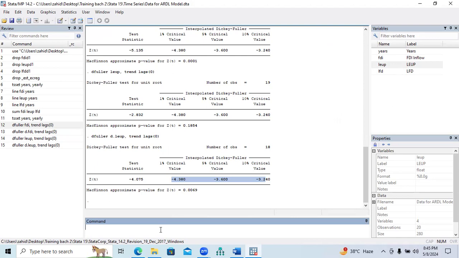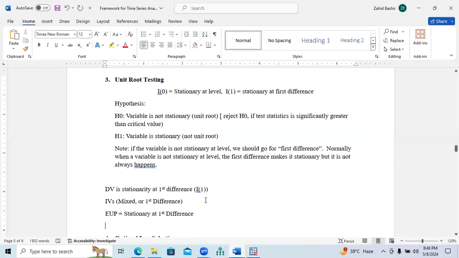Now we need to see the other variable, which is LFD, the log of financial development. So we can put the same command here, replace the variable name, and run it. You can also verify that it is not stationary at level. Now we can run the first difference command for it, adding D dot. You can see here, it is still not stationary. So we can run the second difference command, D2. It is still not stationary. Maybe it may be stationary at some other level. So we can consider it as mixed stationarity.